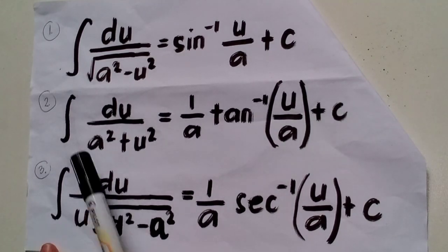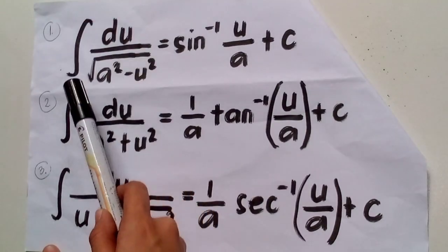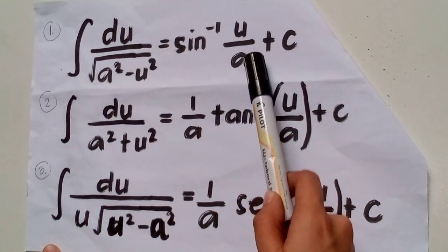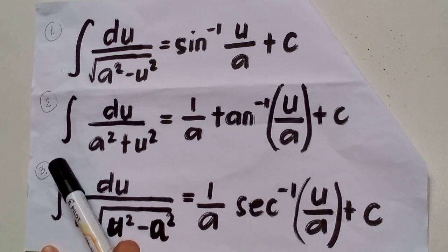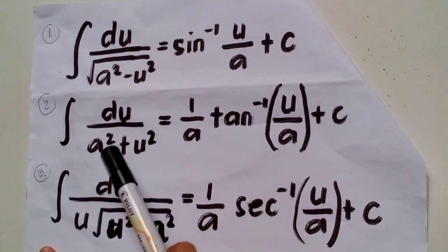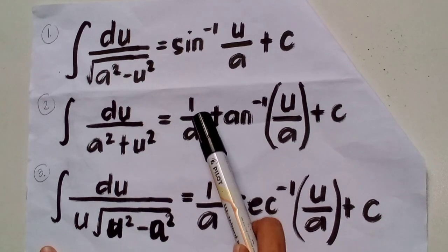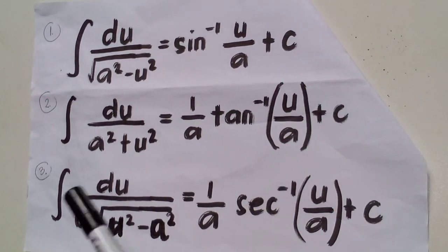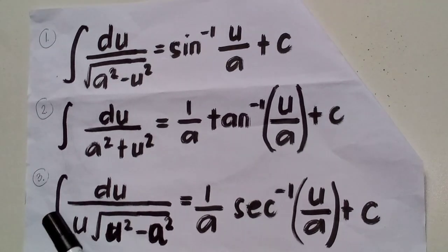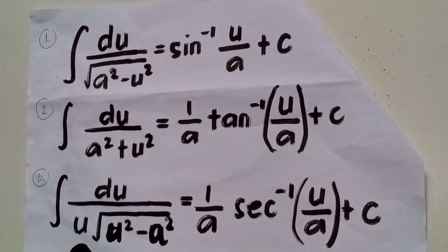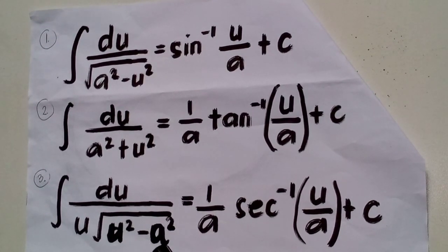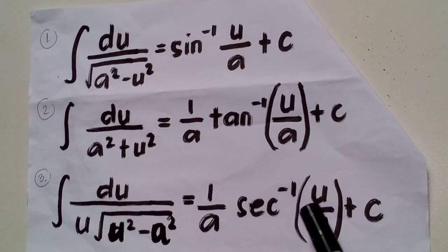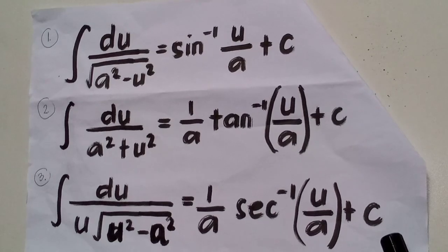So, first, we have the integral of du over the square root of a squared minus u squared is equal to arcsine u over a plus c. Second formula is the integral of du over a squared plus u squared is equal to 1 over a arctangent u over a plus c. The third formula is the integral of du over u square root of u squared minus a squared is equal to 1 over a arcsecant u over a plus c.